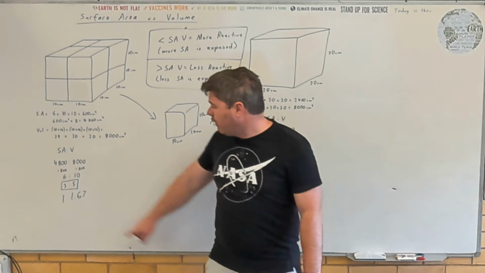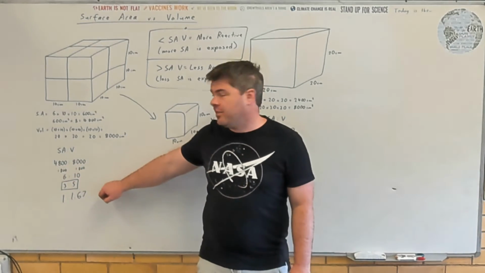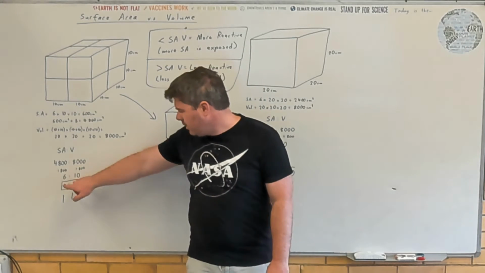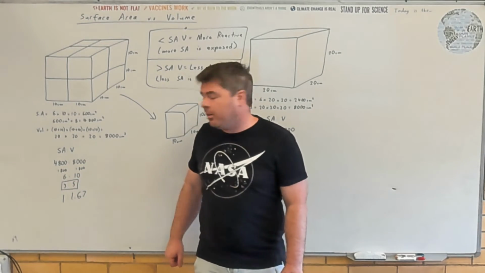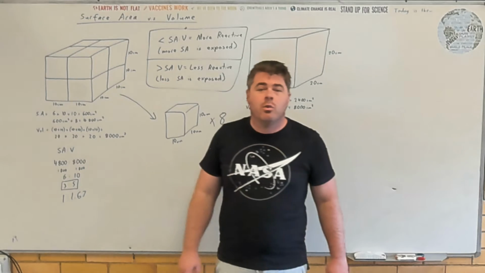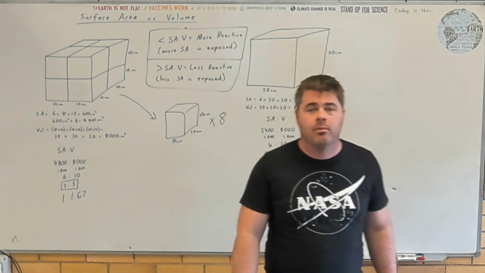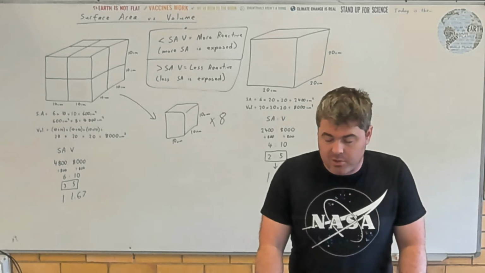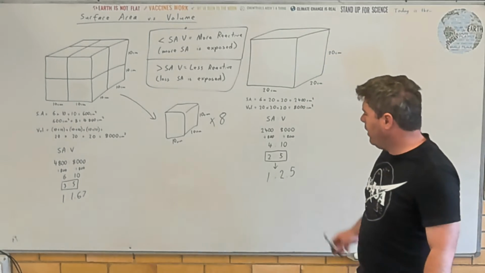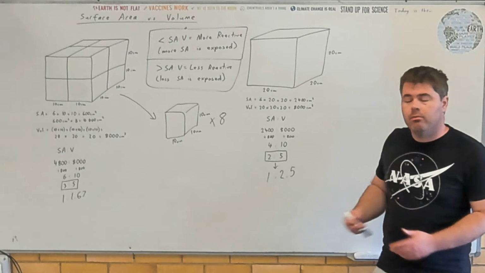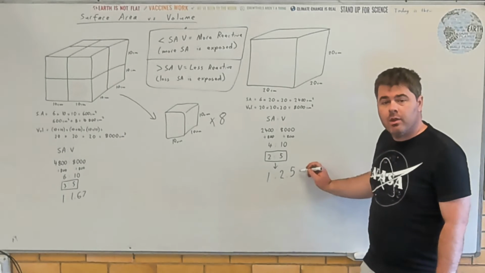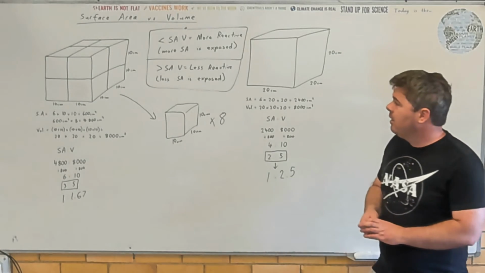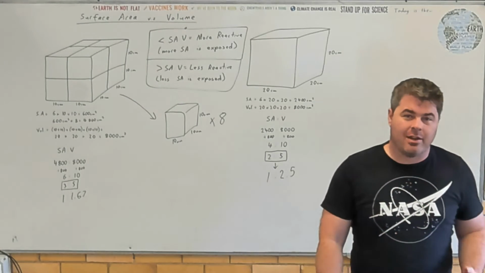Surface area to volume, 4,800 to 8,000. Divide both by 800. That's around a 6 to 10 ratio. That gets us to a 3 to 5 ratio. That gets us to a 1 to 1.67 ratio. So, in comparing these two, which ratio is bigger? This one. This one is bigger. Now, if it's bigger, that means it's going to be less reactive.